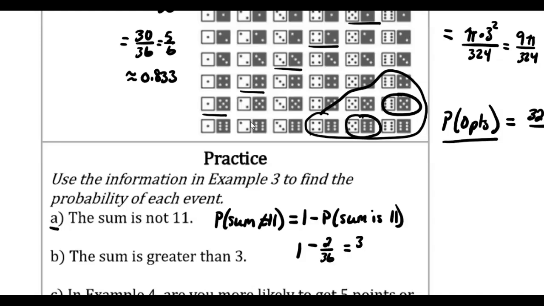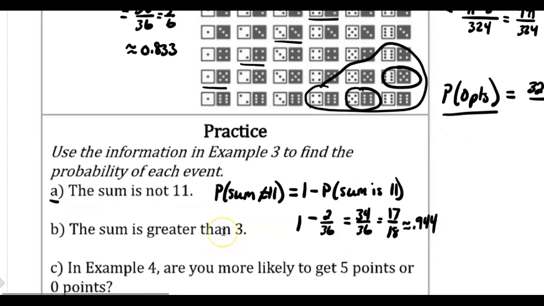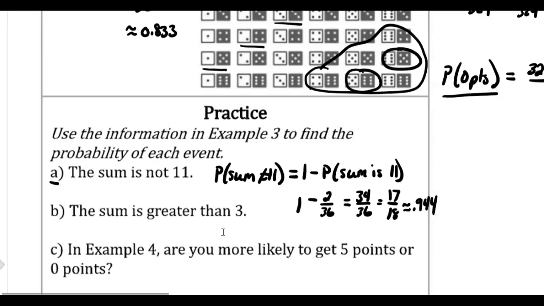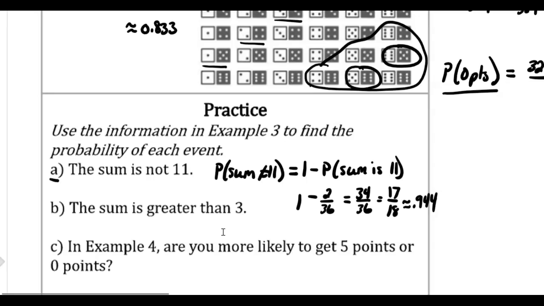1 minus 2 out of 36 is 34 out of 36, which you can then simplify to 17 out of 18. Or if it asked you to put it as a decimal, you could do that and it'd be 0.944. So 94% chance that you're going to roll 2 dice and the sum will not be 11, which means it's only about a 6% chance it would be 11.